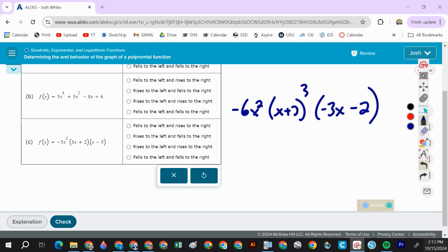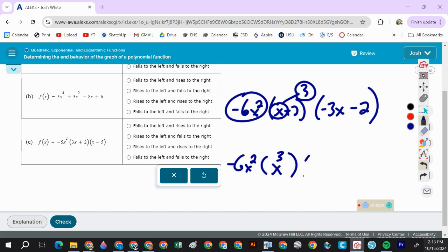Okay, now we have to be careful. Negative 6x squared times what? It's, oh good, x cubed. Do you guys see that? This is x to the 3rd. And again, there's a lot of other stuff in there, but all of that is not going to be in the degree or the leading coefficient. And then a negative 3x.